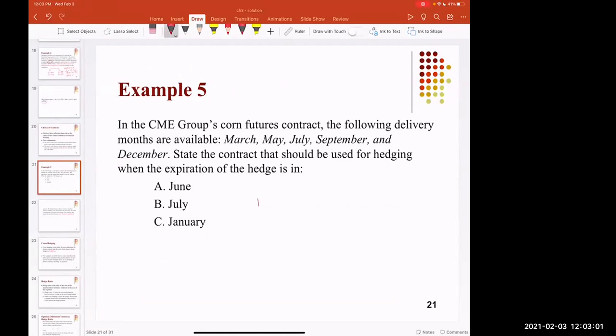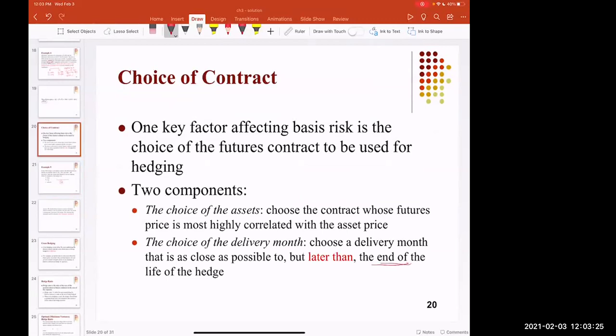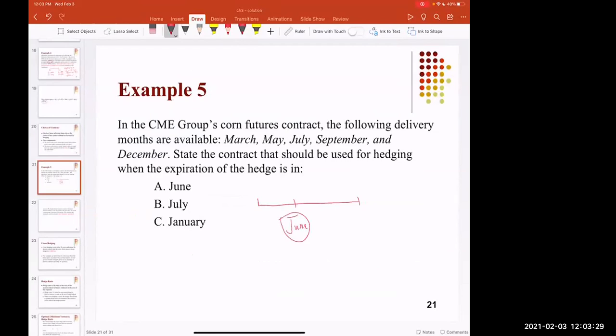If the life of the hedge is in June, the delivery month should be later but close to the end of the life of the hedge. So which month should be the delivery month you're going to choose? Later but close. Is that July? Not May, right? May is before, but July is later. So if the expiration of the hedge is in June, then the delivery month should be July.